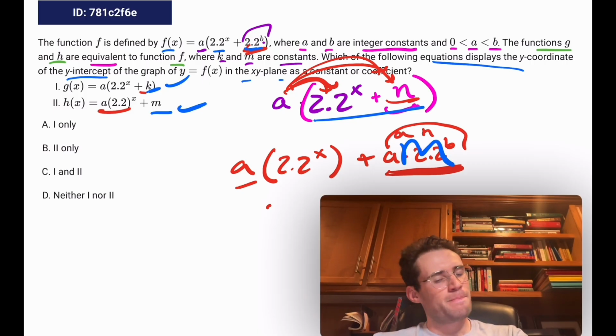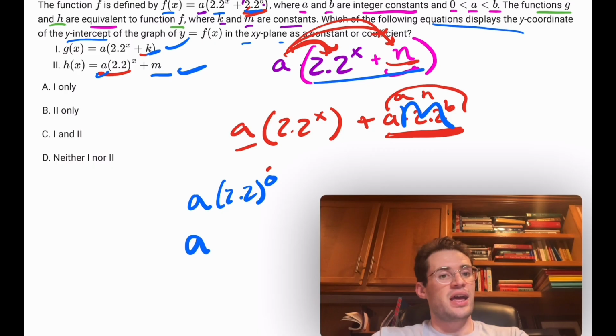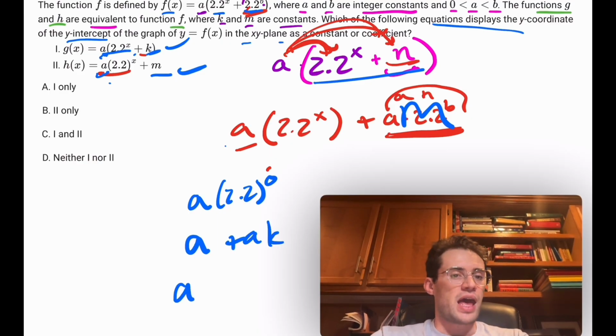And they're not. Because for an exponential function, the y-intercept is going to be when x is 0, right? Or for any function, when x is 0, that's your y-intercept. So you think of this as a times 2.2 to the 0. That's just a times 1, so you're still left with the a. And then for this top function, it'd be a plus ak, right? So that'd be your y-intercept for the first one. Or for the second one, it would be a times 1, so it's a plus m.